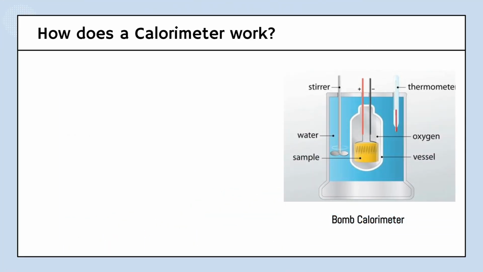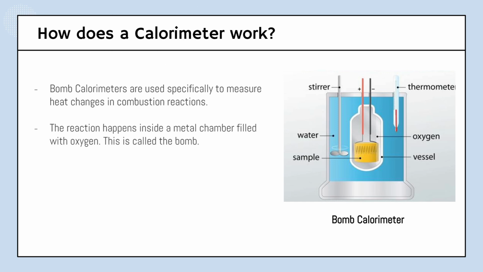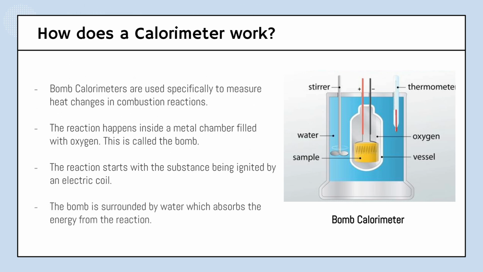So next, let's go with the bomb calorimeter. Bomb calorimeters are used specifically to measure heat changes in combustion reactions. The reactions happen inside a metal chamber filled with oxygen. This is called the bomb. The reaction starts with the substance being ignited by an electric coil, and then the bomb is surrounded by water, which absorbs the energy from the reaction.